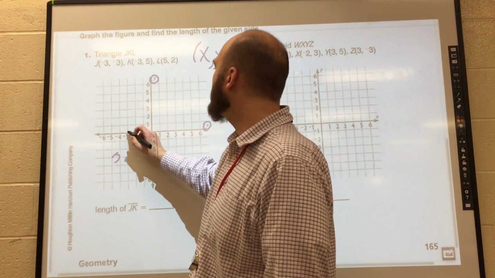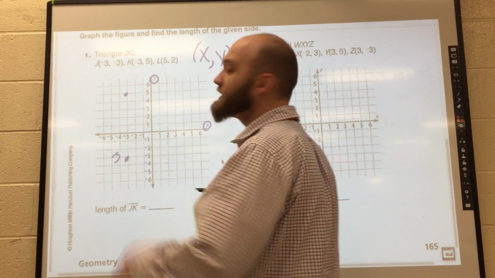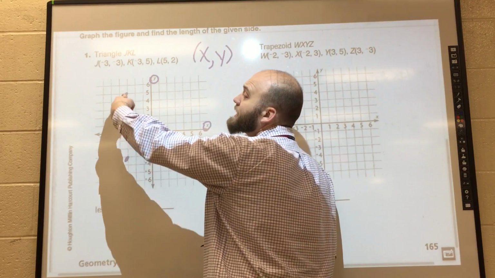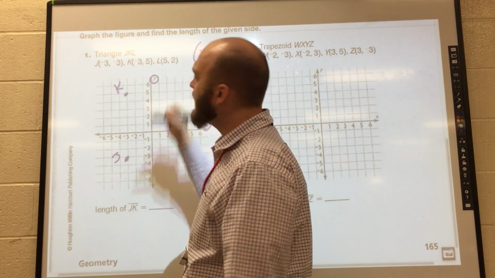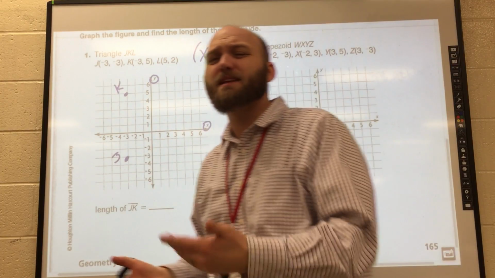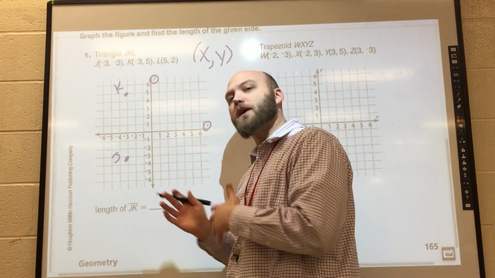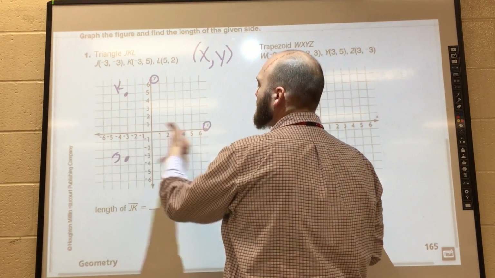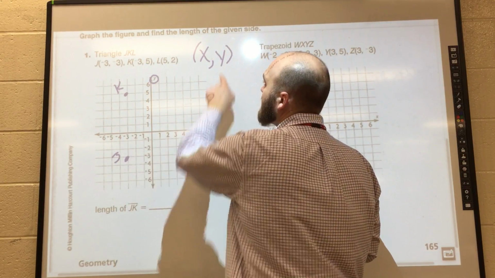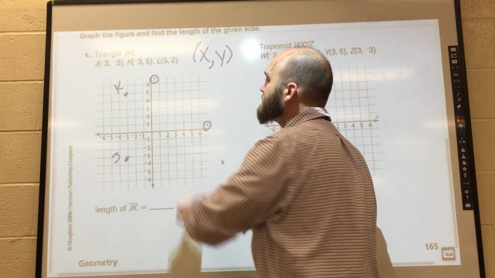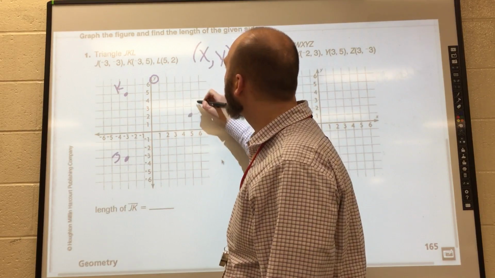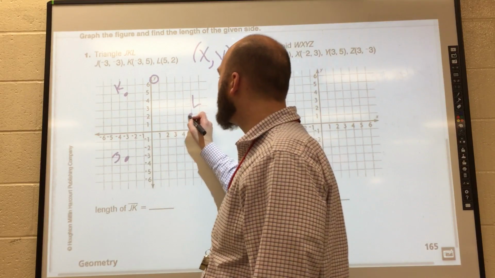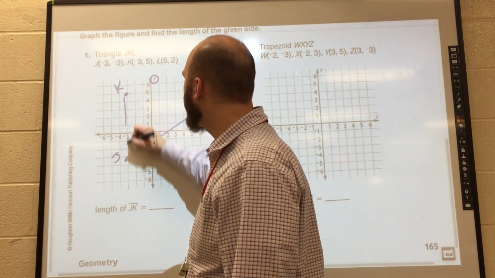K is -3, +5. So again, I start with X and I go to -3, and my next one, Y, will be a +5. And I want to label that K. You might say, well, why am I labeling it? That's not really important. It will be for our next step here. And then finally for L, I want +5 on the X first, and then +2 for the Y, right here. And we're going to call that L. So now I have J, K, and L, and I can connect them.